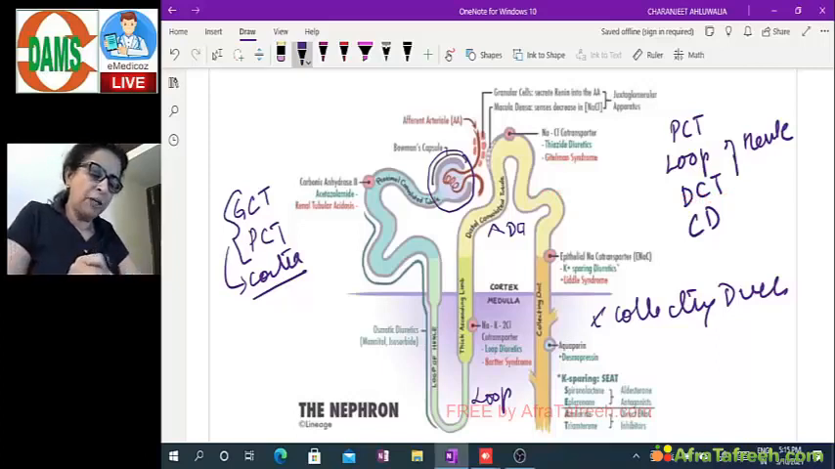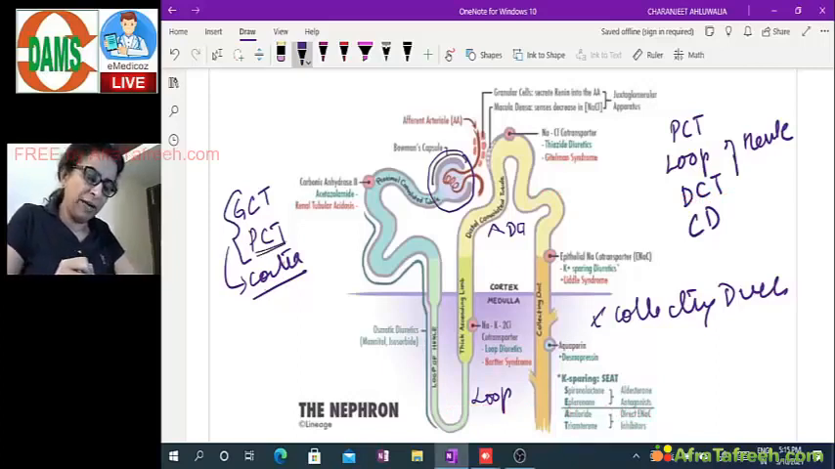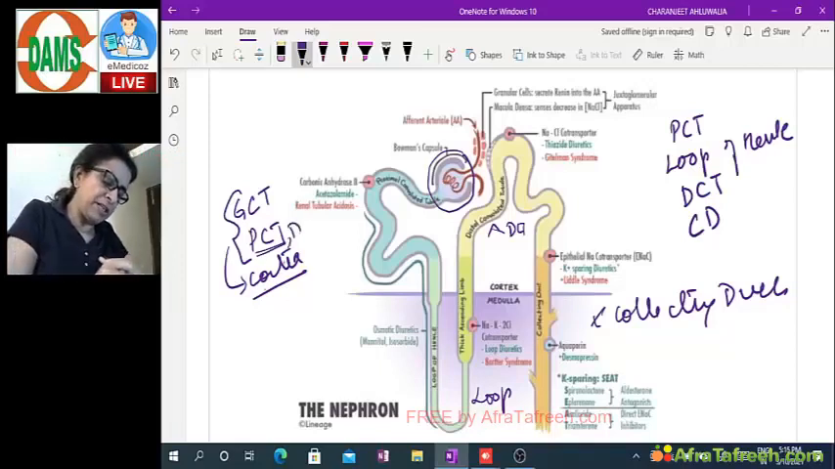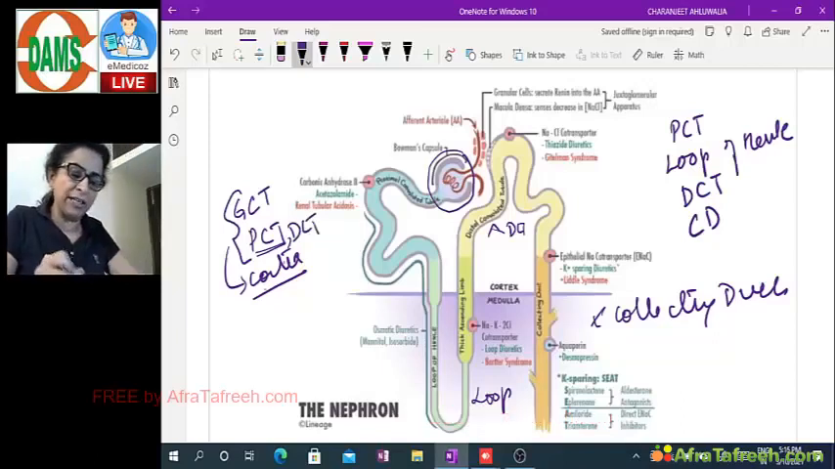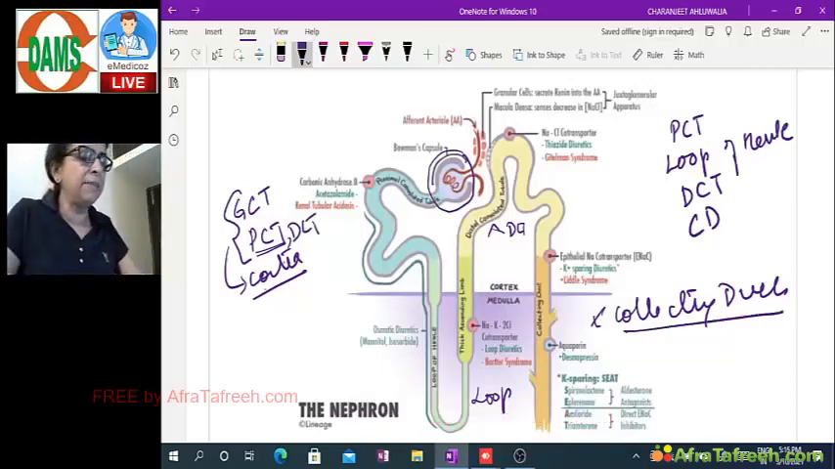Now the glomerular capillary tuft and the proximal convoluted tubule lie in the cortex. Then if you look at the medulla, part of the loop of Henle lies in the medulla. Then the DCT again lies in the cortex. So PCT and DCT also lie in the cortex, and then the collecting ducts lie in the medulla.